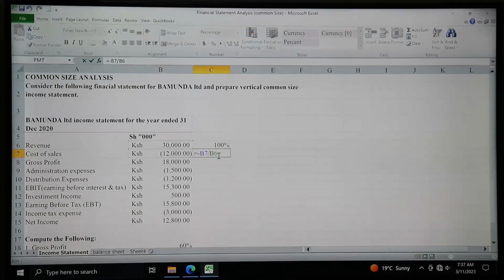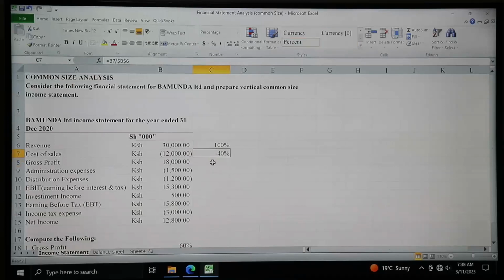And to make it remain constant, we can just make that cell absolute in our formula. Then from there, because this formula will be changing every now and then, some will have positive, others will have negative values. We don't actually compute all of them, but we will only compute those specific ones that we are told to compute. So how do you get the gross profit?